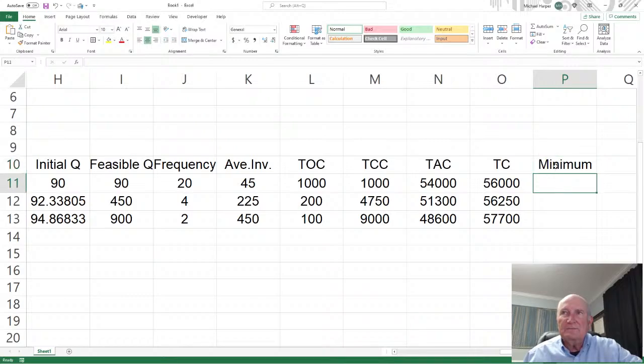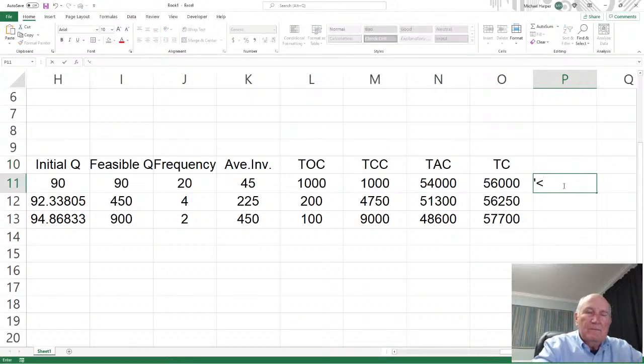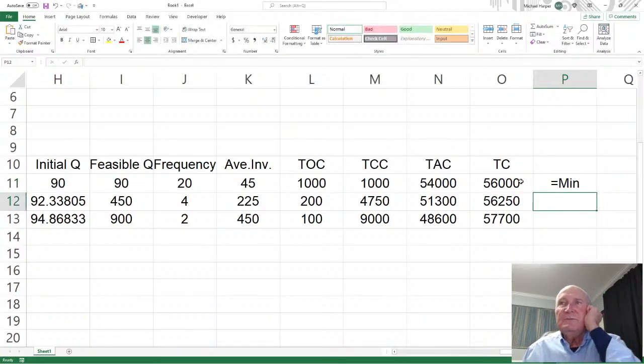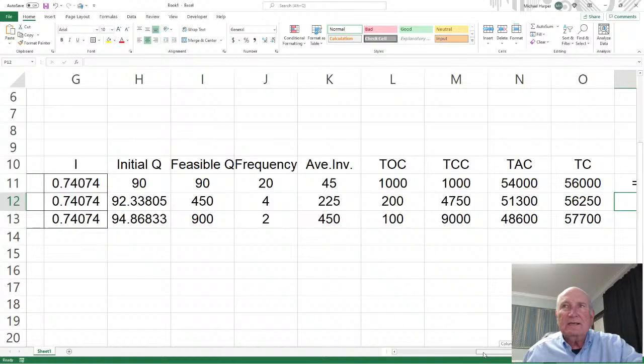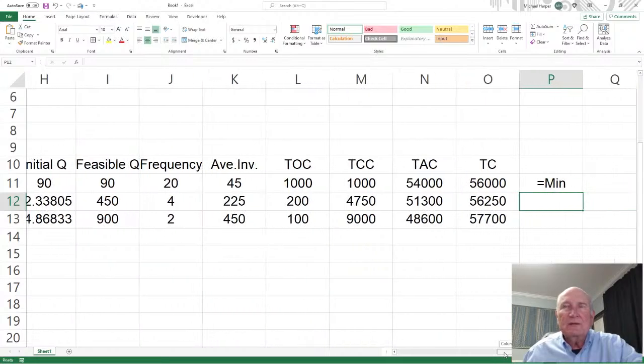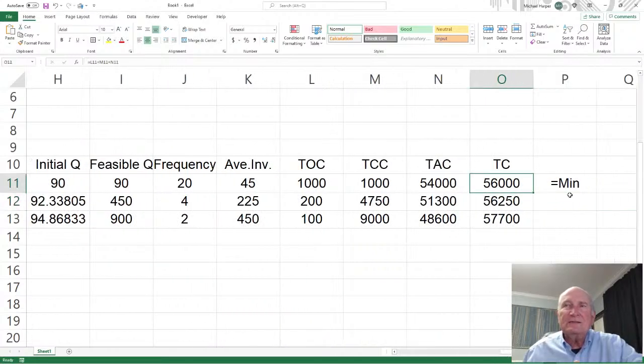I'll bring this down here. Let me just do it this way. Equal the minimum. So there's the minimum right there. Now, that's fine and dandy, but when you look at this, let's look at this a little bit deeper, a little bit more precisely. There's a lot of numbers here. Let's see what's going on. So that's the minimum cost.